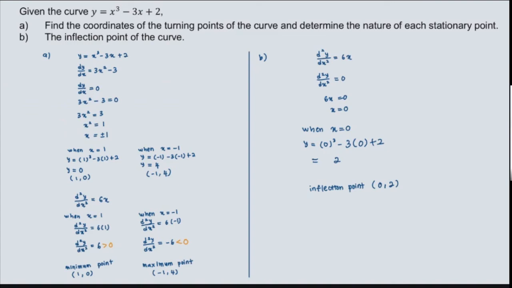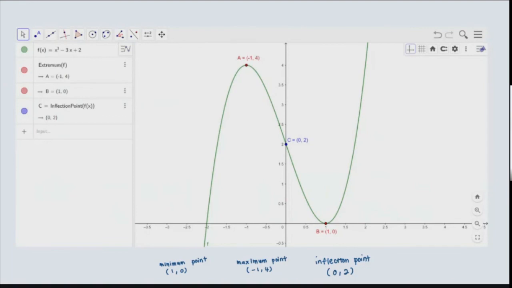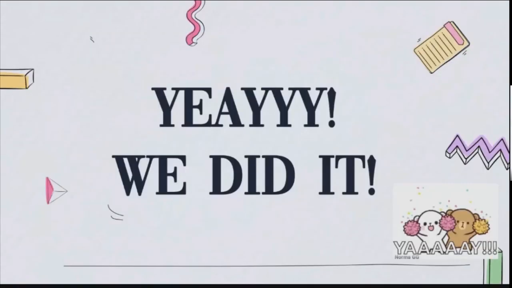Okay, now let's compare our answer with GeoGebra. So we got minimum point 1, 0, and GeoGebra also got 1, 0 over here. Can you see? Yes, teacher. Okay, so we got maximum point negative 1, 4. We got the same answer. And last, we got inflection point 0, 2. GeoGebra also got 0, 2. Okay, so we did the question.